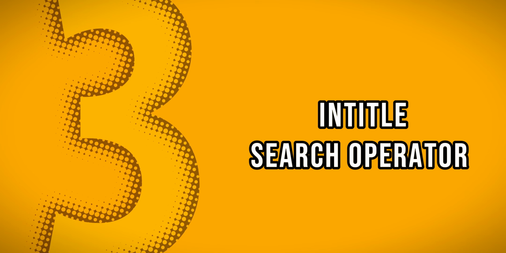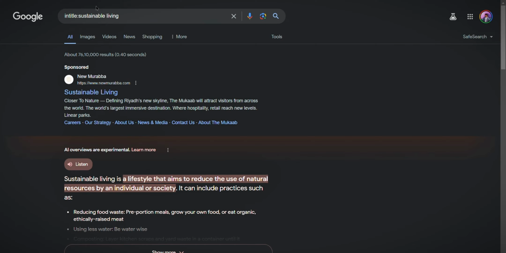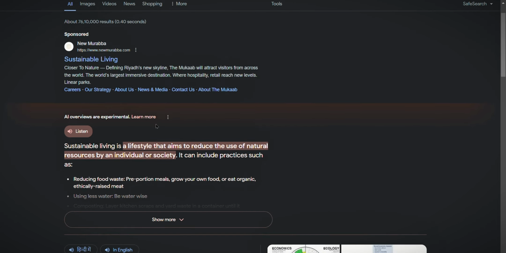At the third position, we introduce the intitle search operator, a focused method to refine your Google searches by targeting web page titles. This operator is instrumental when searching for pages with your specific query terms in their titles, ensuring the content is highly relevant to your needs. To use this operator, type intitle, followed by the search term you're interested in.